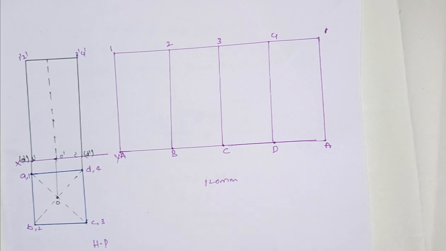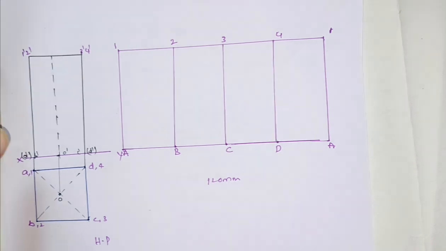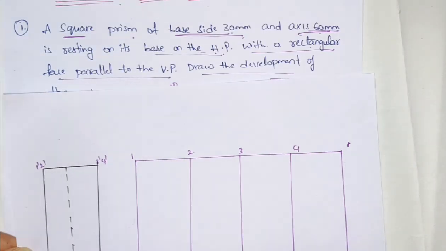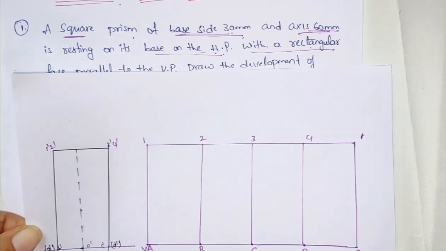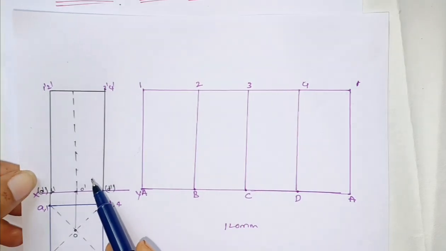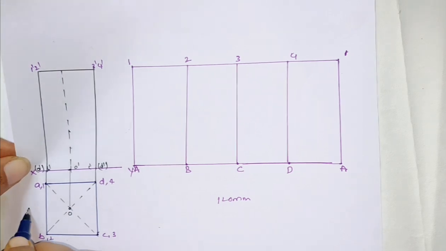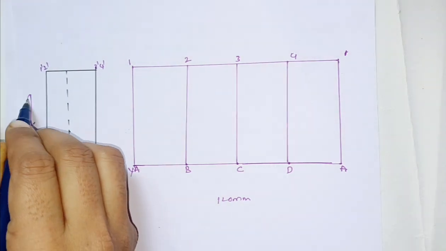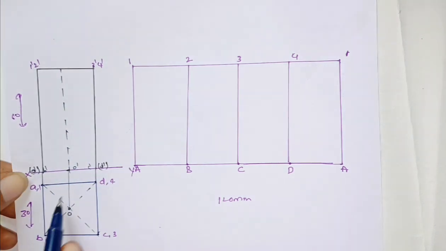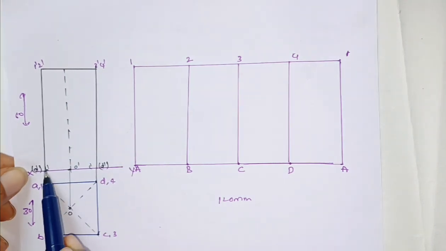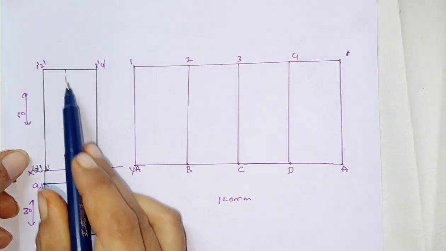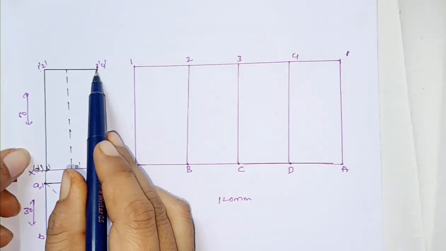So this is the development of the prism. The question is a square prism, the side is 30 and the axis is 60. It is resting on the HP, so definitely it comes on the downside of the diagram. So we drew 30, 30, 30 and we drew a height of 60 mm. So we extend A prime, B prime, C prime, D prime. The axis is given 60 mm, 1 prime, 2 prime, 3 prime, 4 prime.